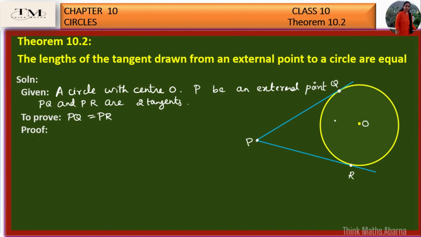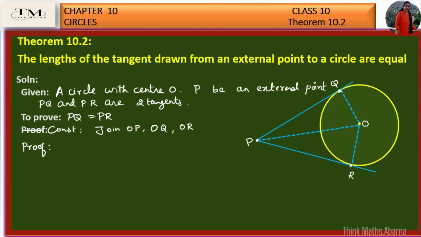What is the construction? From the center, we are going to join all these 3 points P, Q and R. That is, join OP, OQ, OR. So, before getting into the proof, let us write the construction. Construction: join OP, OQ, OR. Okay, children, so let me start the proof.